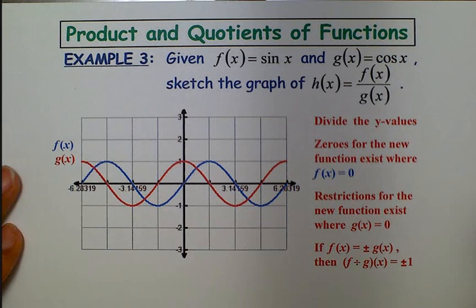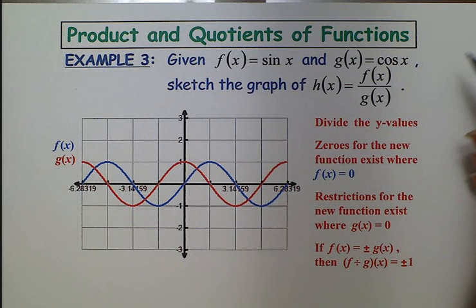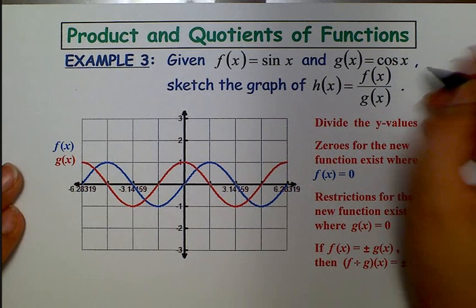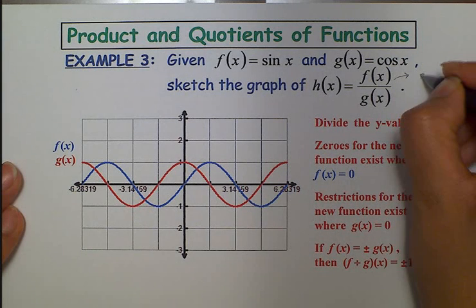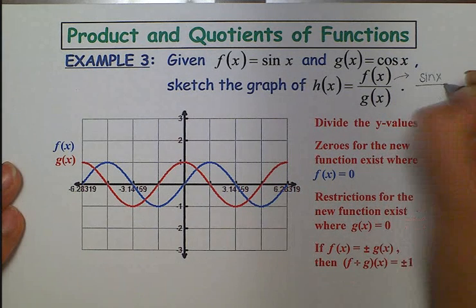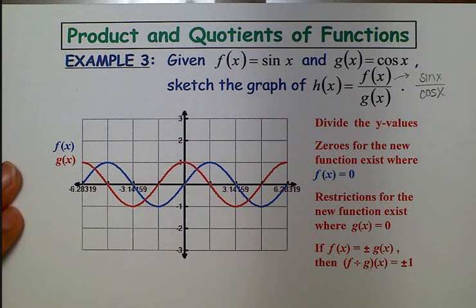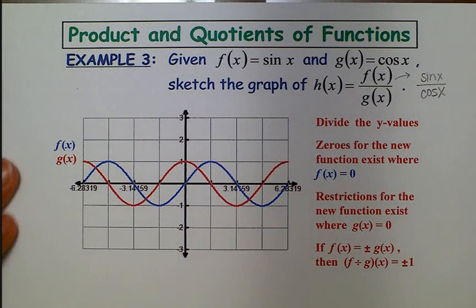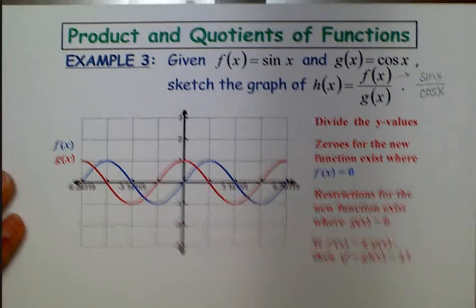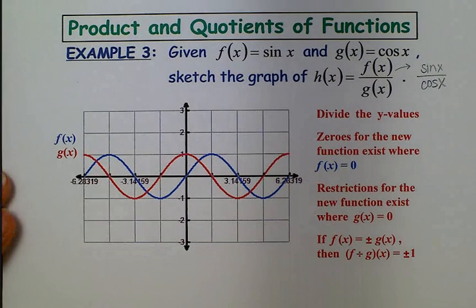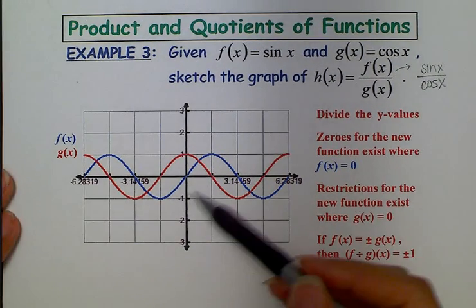Now this is actually a function that you have seen before. If you think about it, f of x is sine x and g of x is cos x, and think about what function this represents. It represents the tangent function. So I'm going to show you guys how to combine the two functions and graph the tangent function using the graphs of the sine and cosine functions.